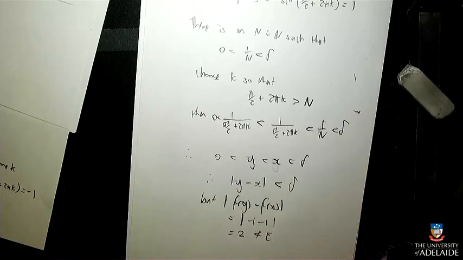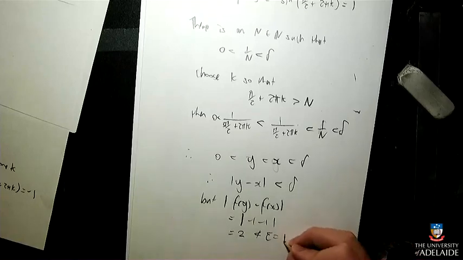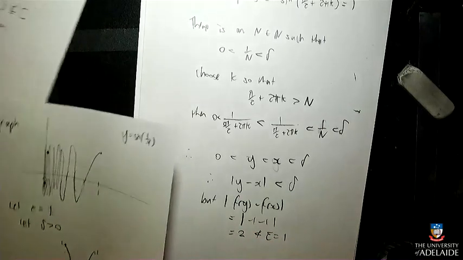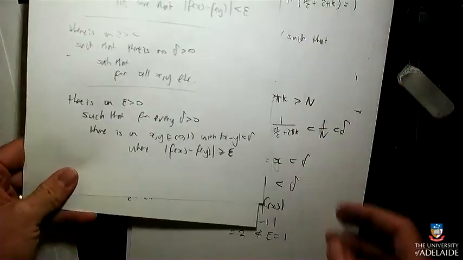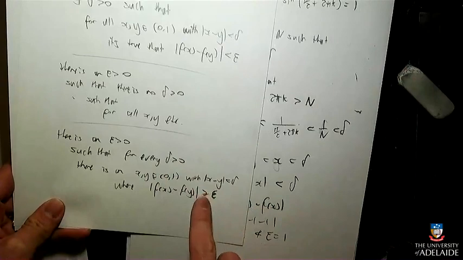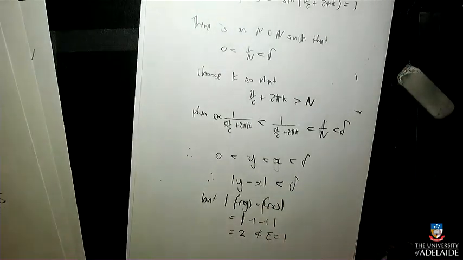Done. It's not uniformly continuous because I found an epsilon, which was 1, and I found a delta. I found epsilon, and no matter what delta is, I can find an x and y such that we get beyond epsilon apart for the function values. Excellent.